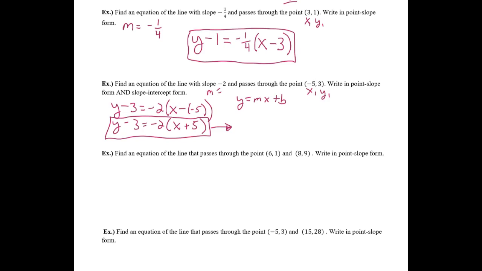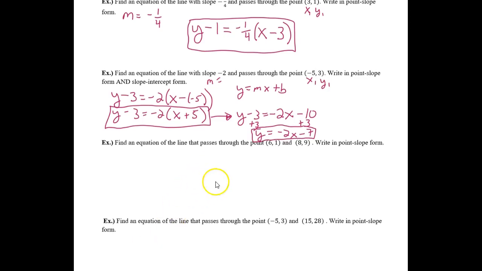I'm going to start by distributing the negative 2. So negative 2 times x and negative 2 times positive 5. I'll get negative 2x, and then negative 2 times 5 would be negative 10. Lastly, I still need to get y alone, so I'm going to add 3 to both sides. And I'd end up with y equals negative 2x, and negative 10 plus 3 will be negative 7. And now it's in slope-intercept form. Let's look at this next example.